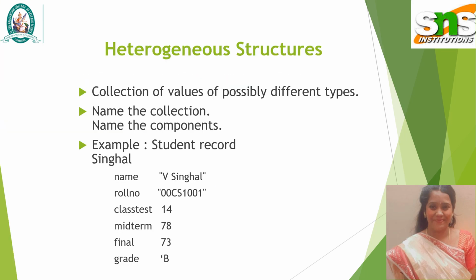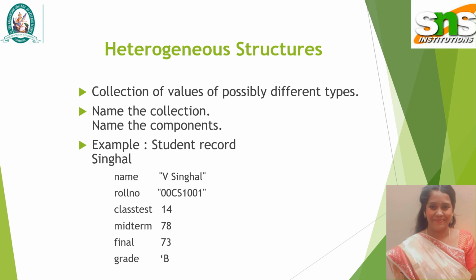So what is a structure? A structure is a collection of variables with different data types. When we talk about the difference between the array and the structure, an array is a collection of homogeneous data types, whereas a structure is a collection of heterogeneous data types. Heterogeneous data types means a collection of variables which have different data types.